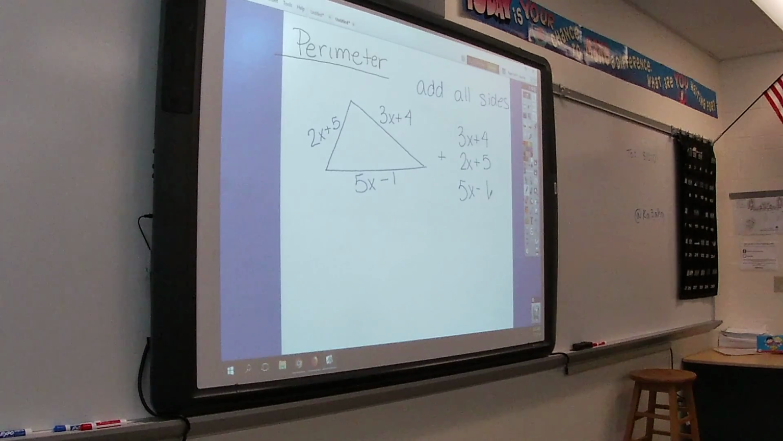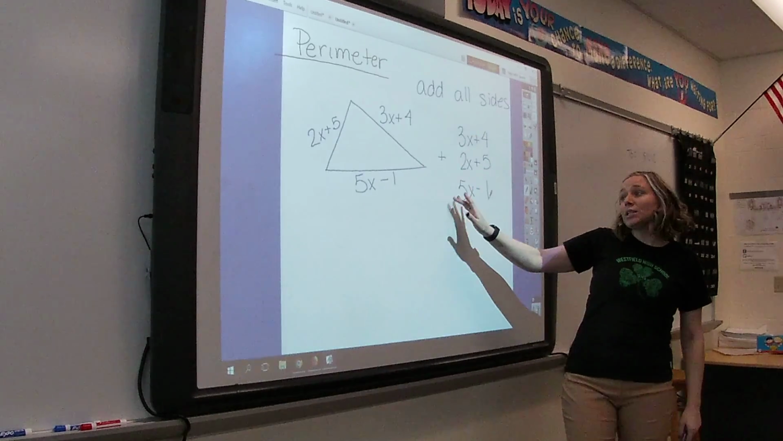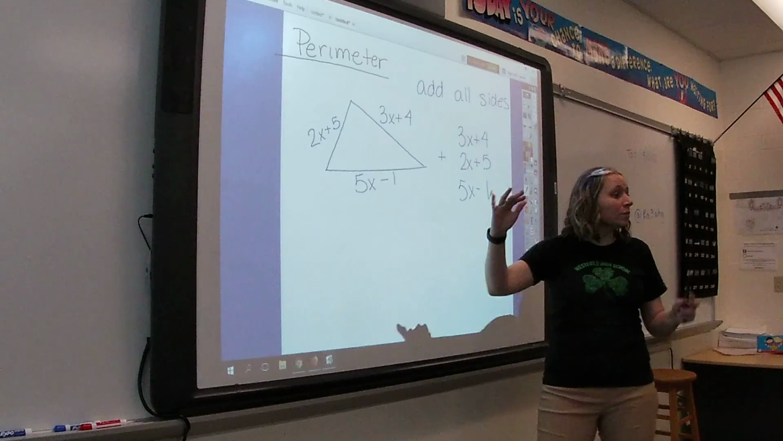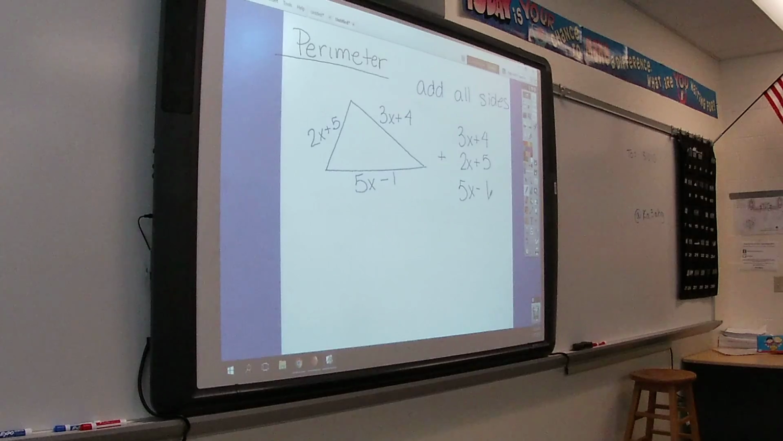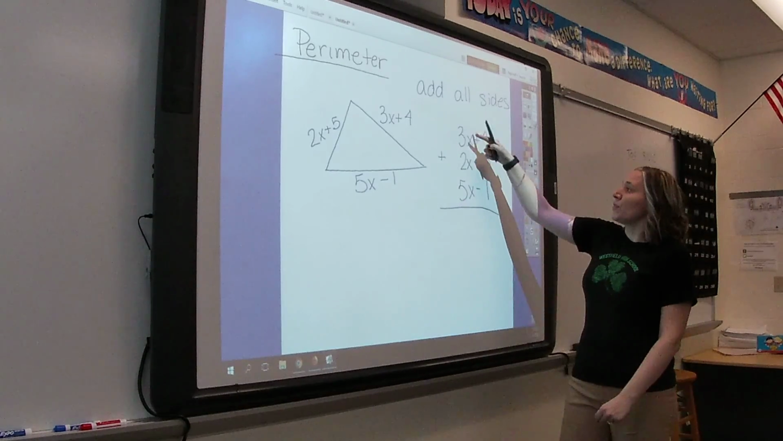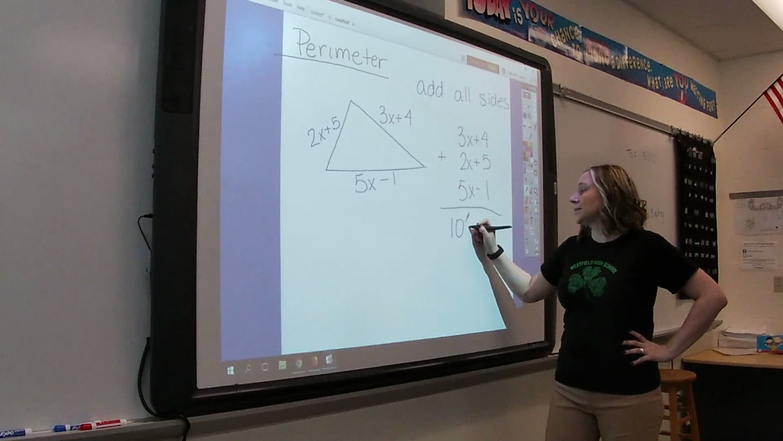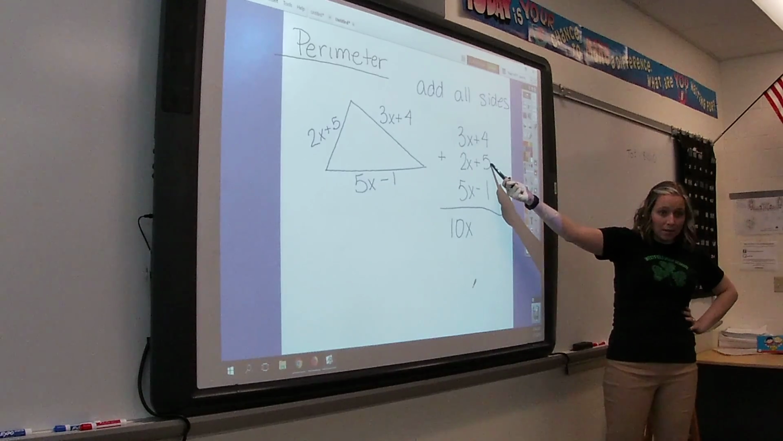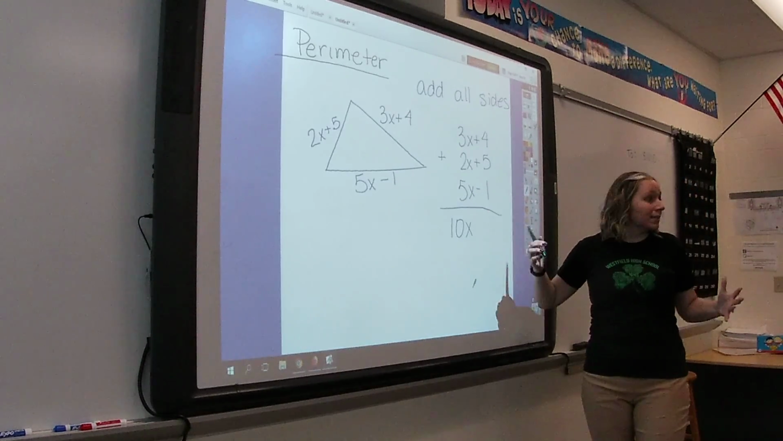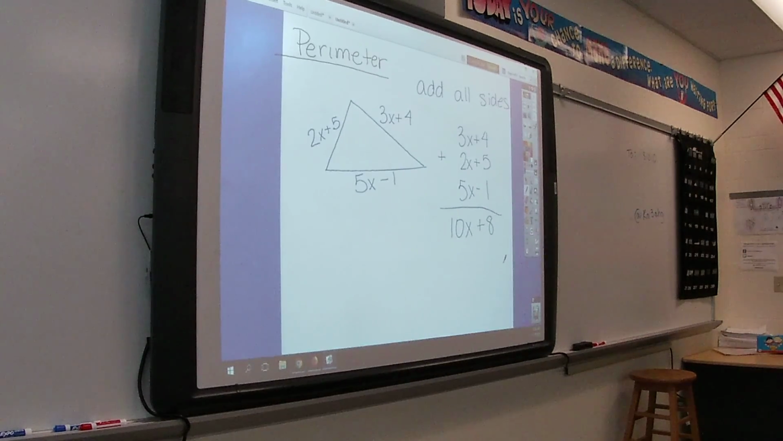This is already stacked in a format where we have the matching terms lined up. If these weren't all matching terms, you would need to shift them to get matching terms together. So if we add here, 3x plus 2x is 5x, 5x plus 5x is 10x, 4 plus 5 is 9, minus 1 is positive 8. So that's where that plus 8 comes from. The perimeter of this triangle is 10x plus 8.